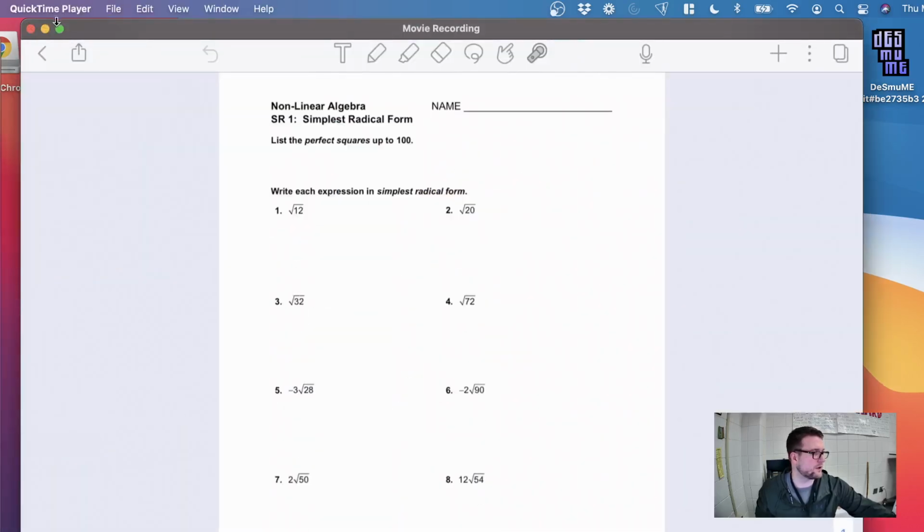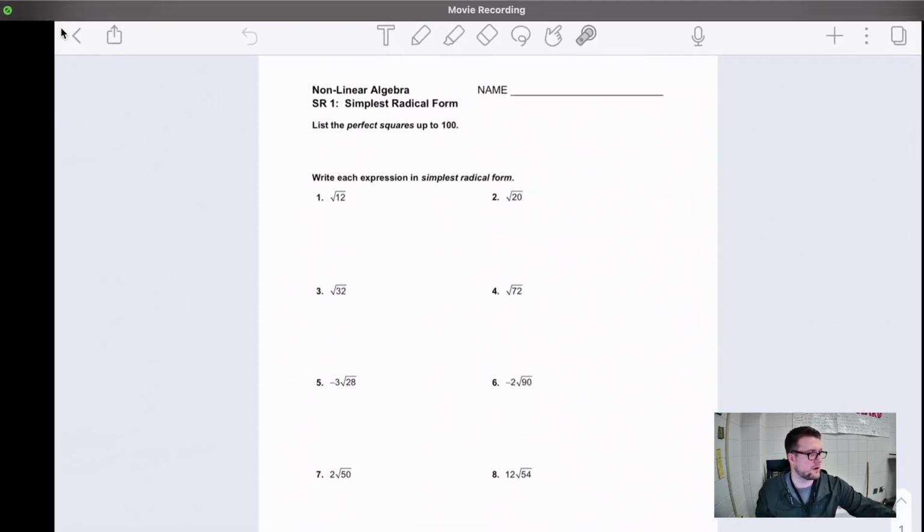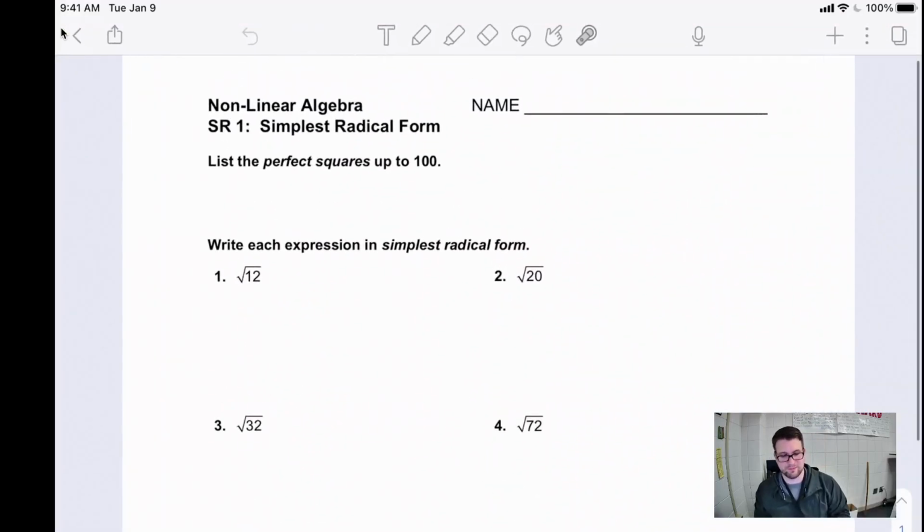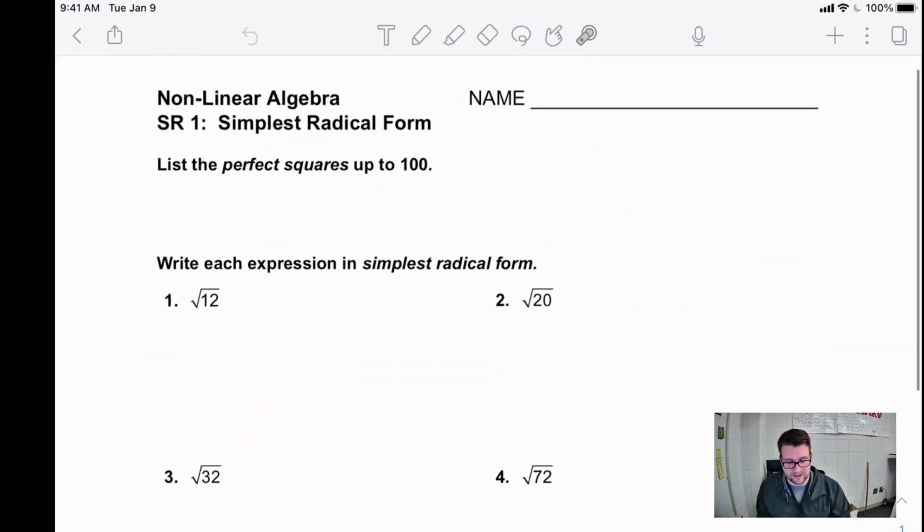Today we are going to be talking about SR1, which is what we call simplest radical form. Now, SR is going to stand for simplifying radicals. That's what this whole chapter is going to be about. The skills we're actually going to learn about today are going to be absolutely critical moving forward, so this is an important one to pay attention to, take notes, and if you do have any questions, make sure you get out there and ask them.